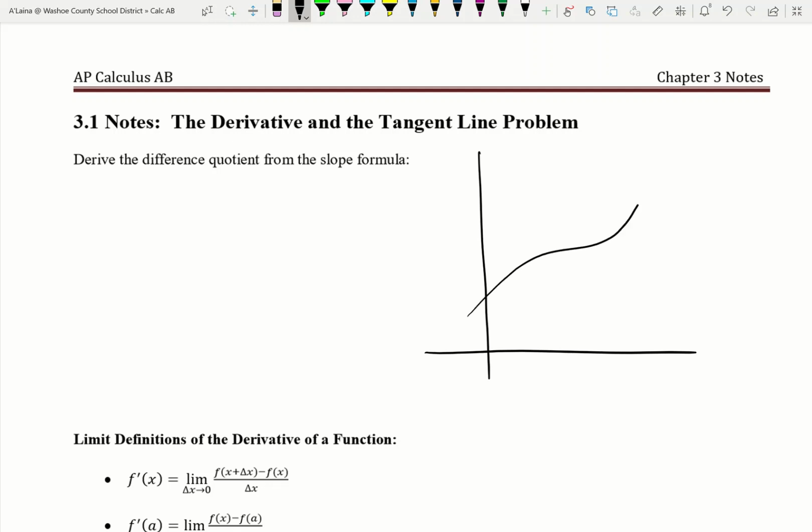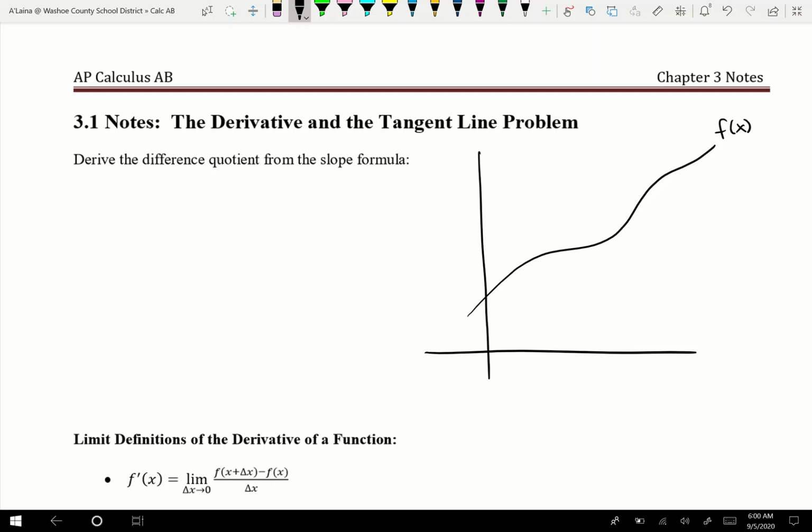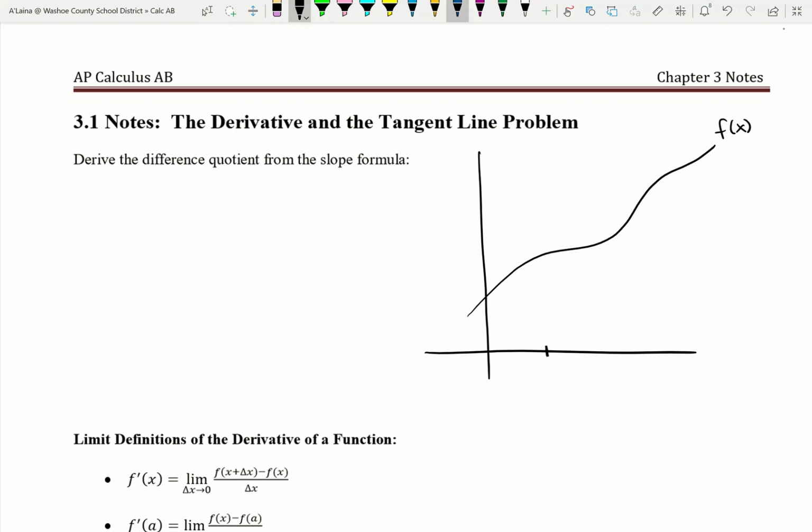So let's say I've got some function which I'll just call f of x. I just have some random shape drawn. And let's say that I have a point that I call x, some random input. Wherever x is on my graph of f of x, let's go ahead and assume this is a continuous function. It's going to have some output for f of x, and so the ordered pair here would be x comma f of x. And what I'd really like to be able to do is to look at something called a tangent line.